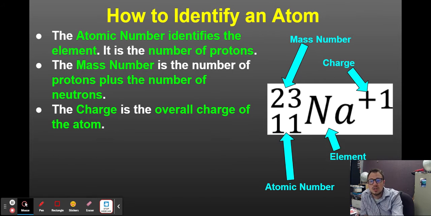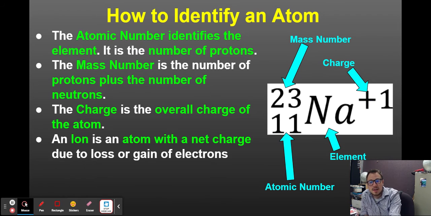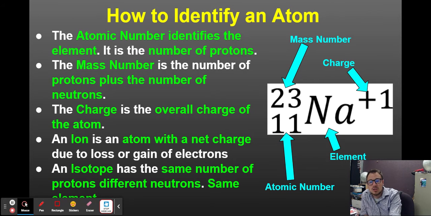Now, the charge is the overall charge of the atom. Right, so there's a positive one up here. Well, that's just going to tell me how many electrons I'm going to have because this is an ion. It's an atom with a net charge. Now, an isotope has the same number of protons, but a different number of neutrons.